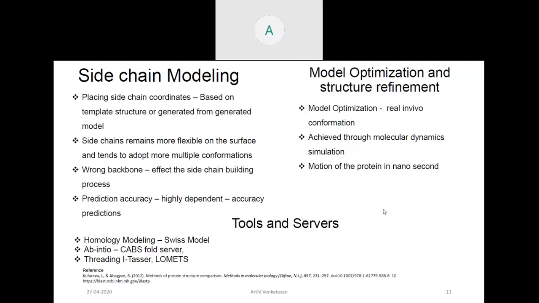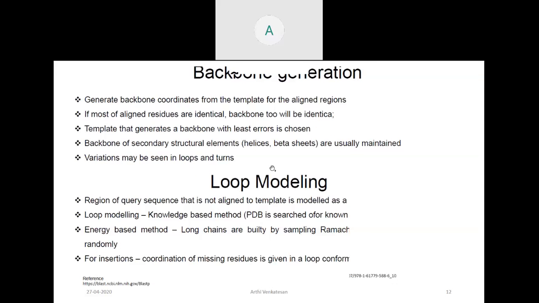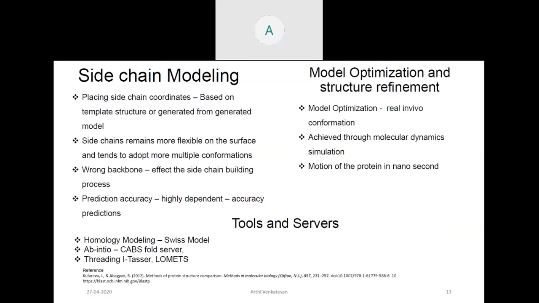In side chain modeling, how does it differ from the previous backbone generation based on the purpose? Backbone we have seen here: I have mentioned helix and beta sheets, right? That is secondary structure. Here you are dealing completely with the individual residues, in case the side chain residues are missing. It is related to their flexibility, right? Yeah, exactly.